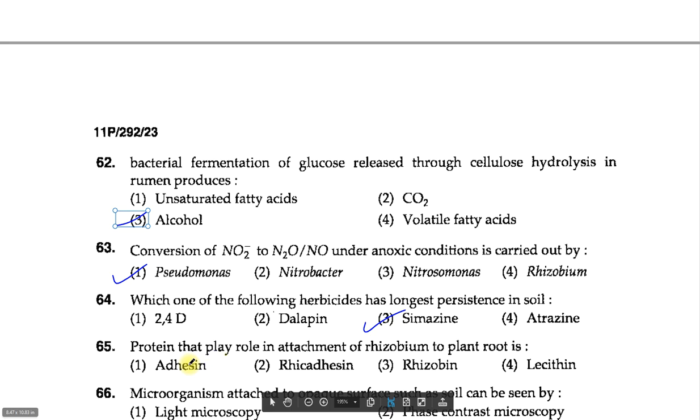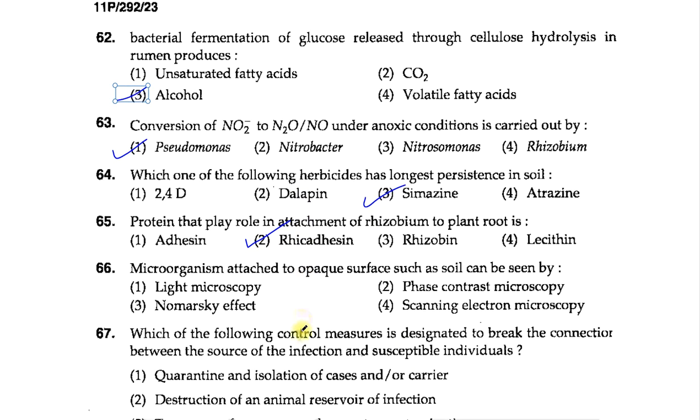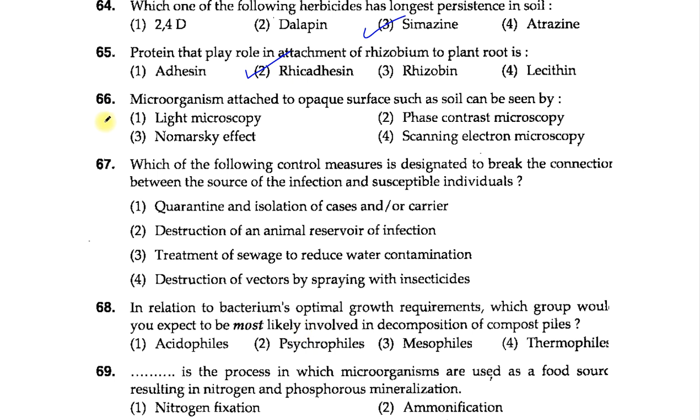The protein which plays a role in the attachment of rhizobium to plant root is 1. Adhesin, 2. Ricardacin, 3. Rhizobin, 4. Lecithin. The option 2, ricardacin, is correct, and it is a calcium binding protein.